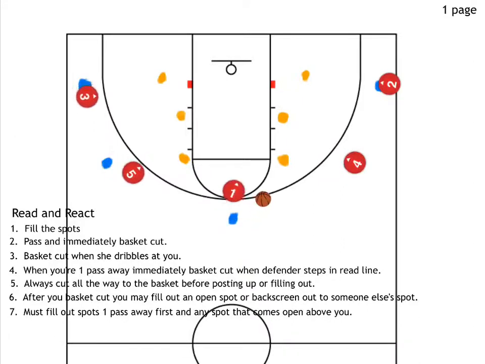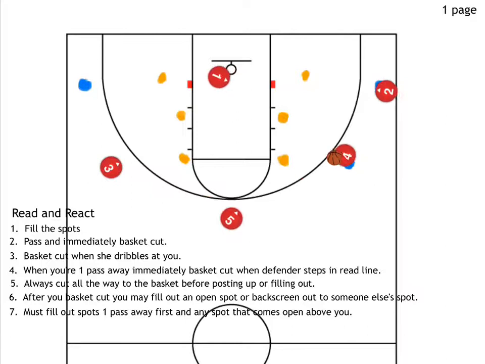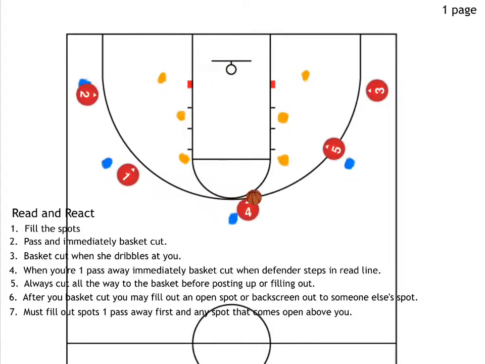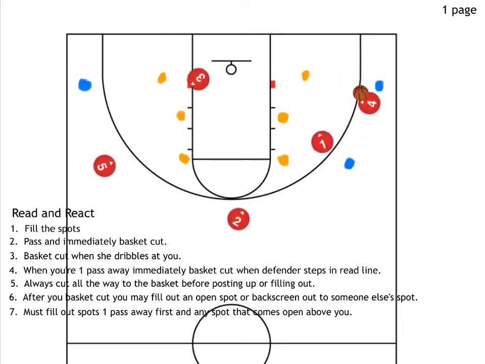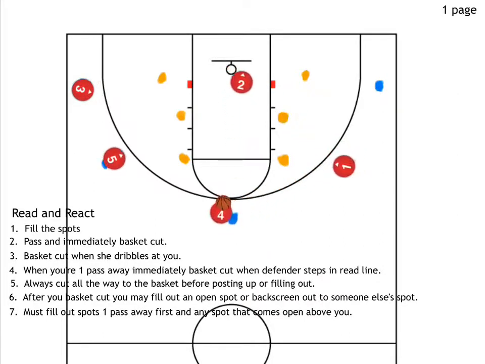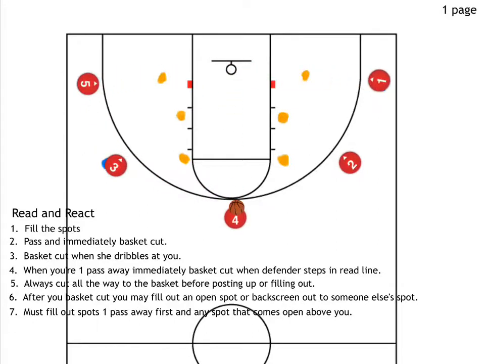So we're going to show that here. I'm just moving it forward to where we're going to do our dribble at action. Okay, here we are. So 4's got it. She dribbles at 5. 5 has to basket cut. Now she dribbles at 3. 3 has to basket cut. And so forth. Whenever the ball carrier dribbles at you, you must basket cut.